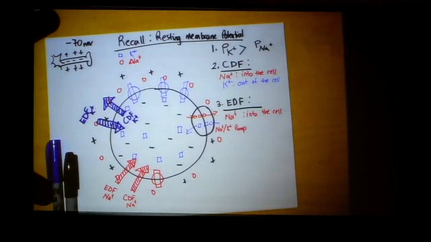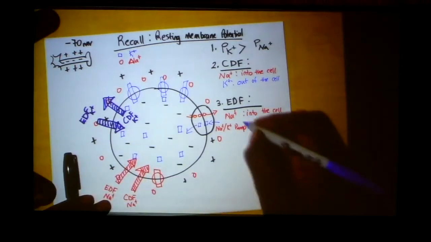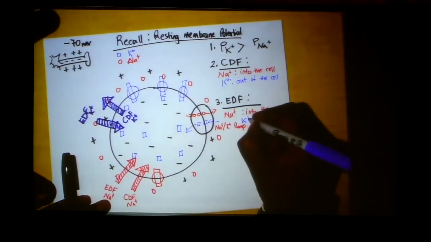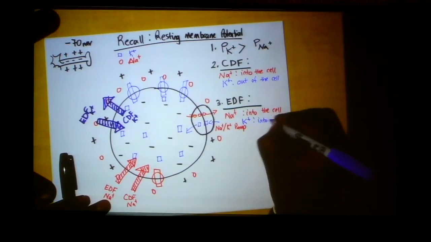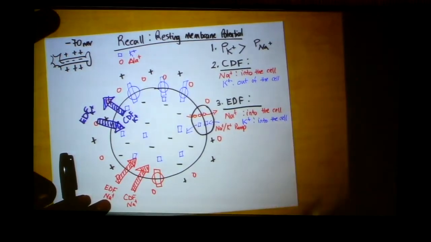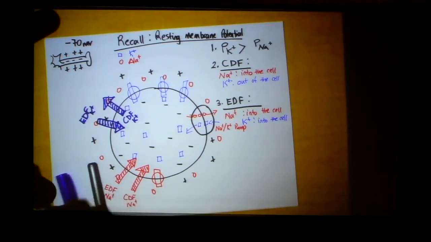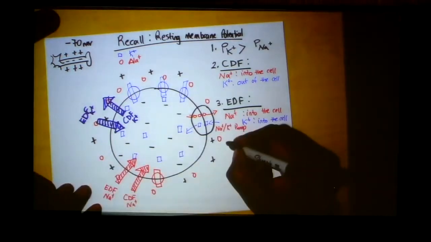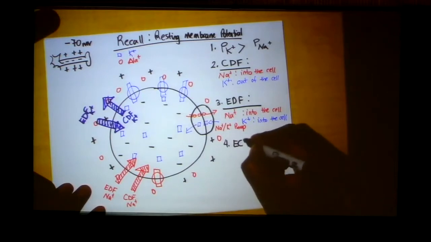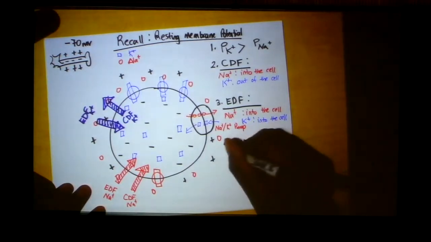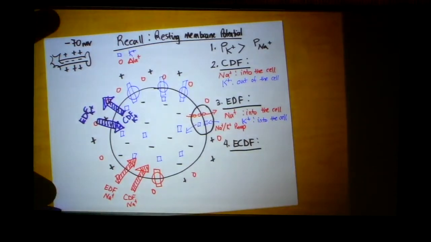Okay? So let's make a note here, potassium into the cell. Okay, so we looked at the chemical driving force and the electrical driving force separately, and we know from our prior knowledge that we have to combine these forces and look at the ECDF, right? The sum total of these 2 forces.